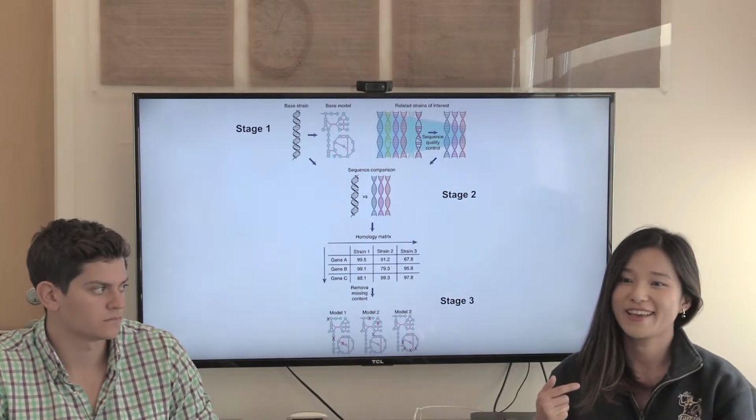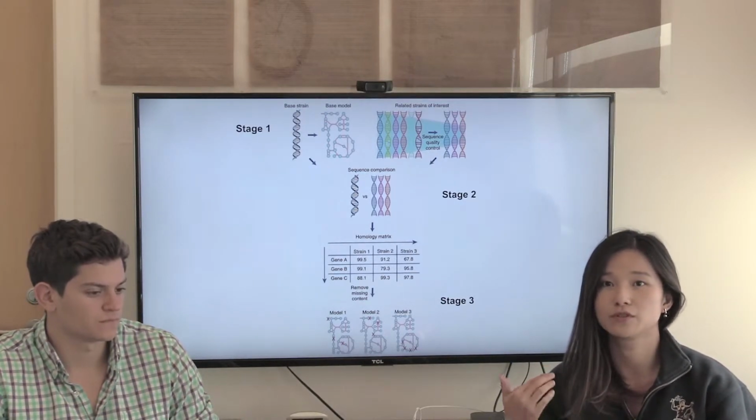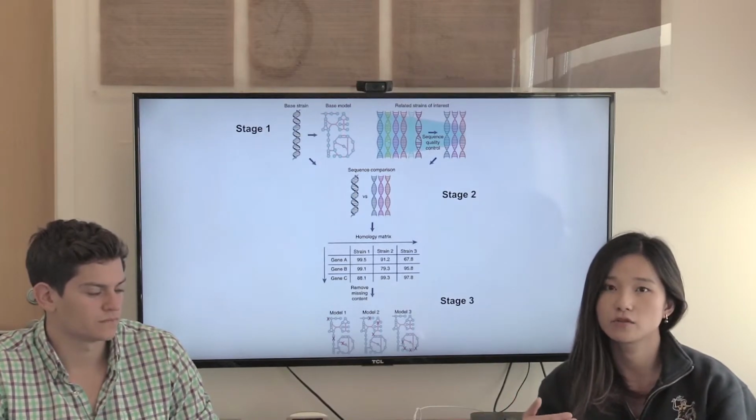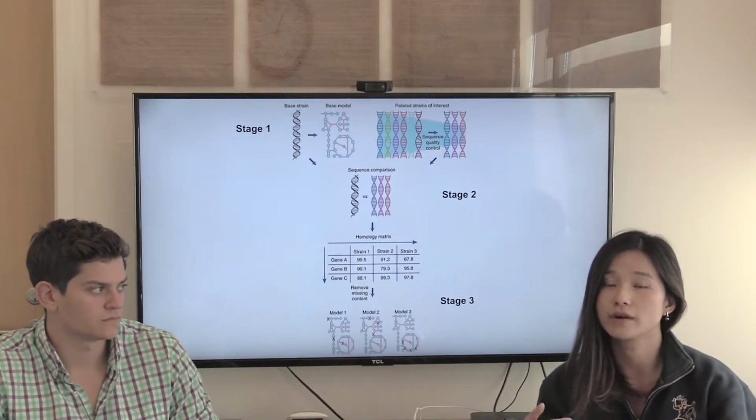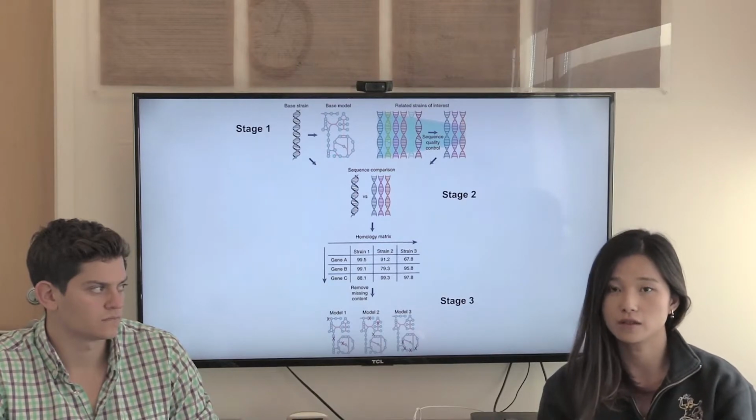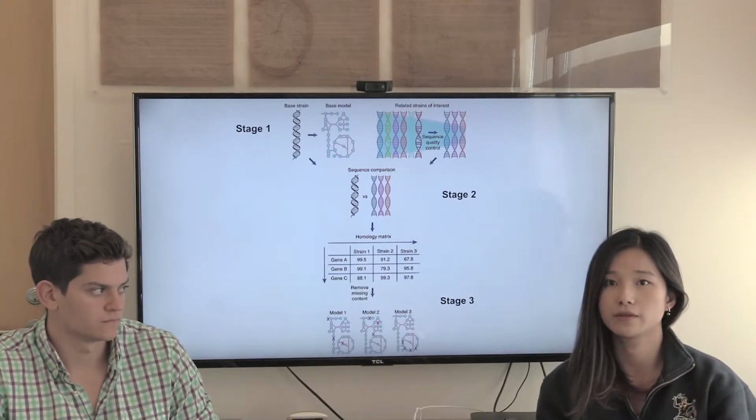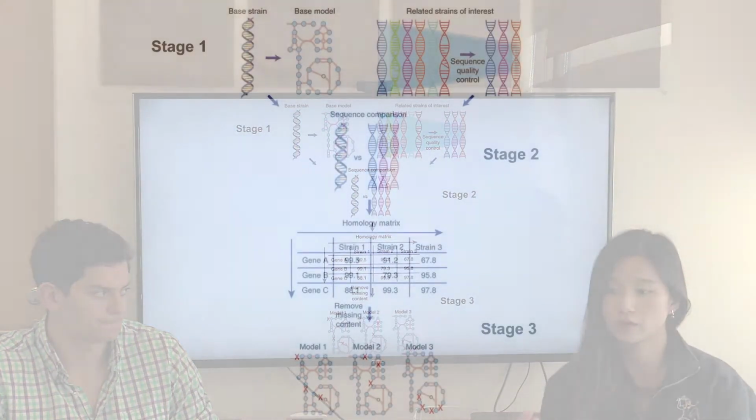So in order to facilitate people to use this protocol, we actually included the Jupyter Notebook tutorial in the supplement for people to follow. Now I'm going to talk about the main stages of this protocol.